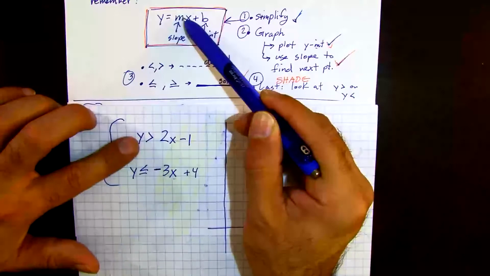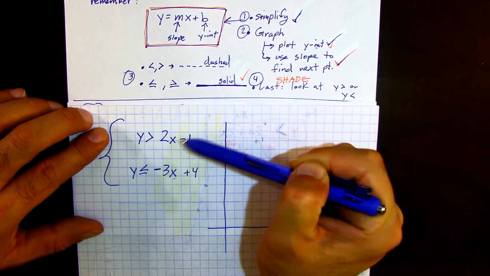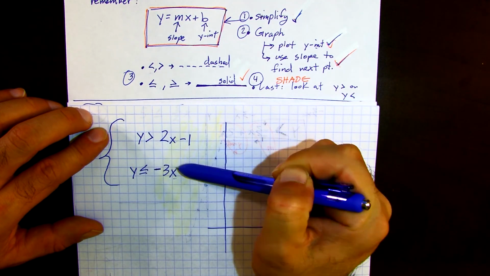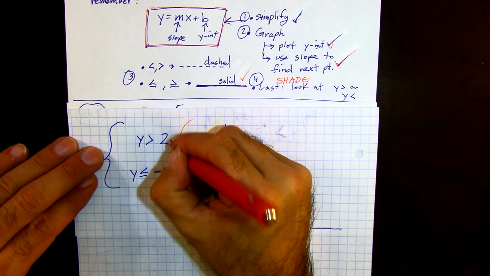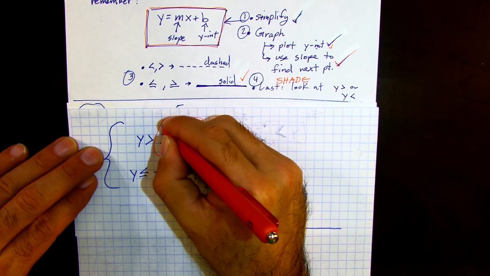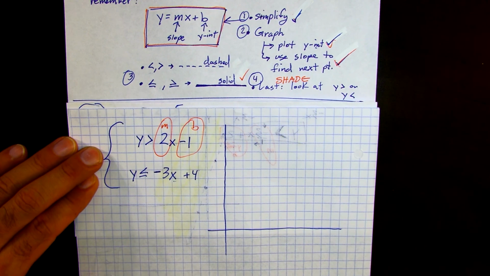Yeah. Y is equal to mx plus b. Y is greater than mx plus b. Y is less than or equal to mx plus b, right? So we have our parts here. We're going to do one at a time. So first I'm going to do this one, and then I'm going to do that one.